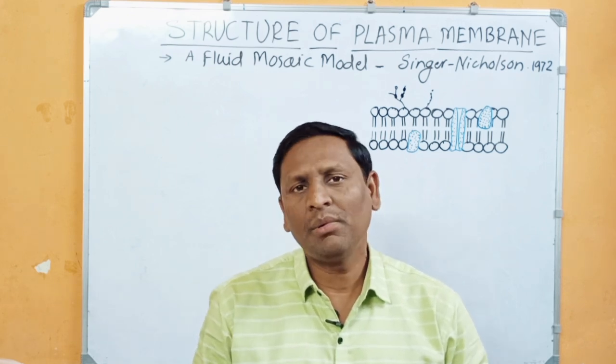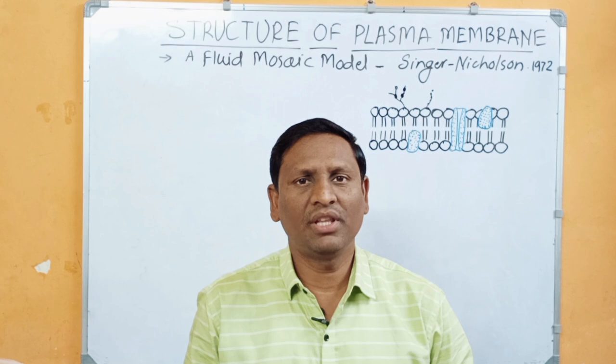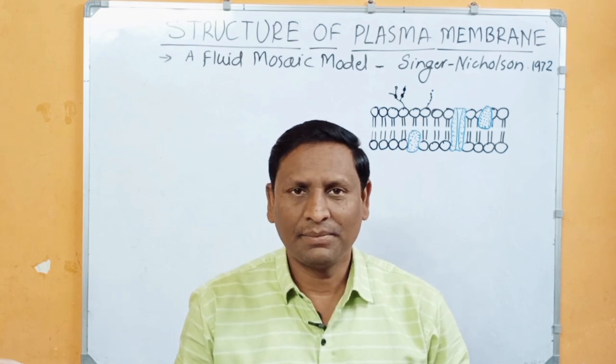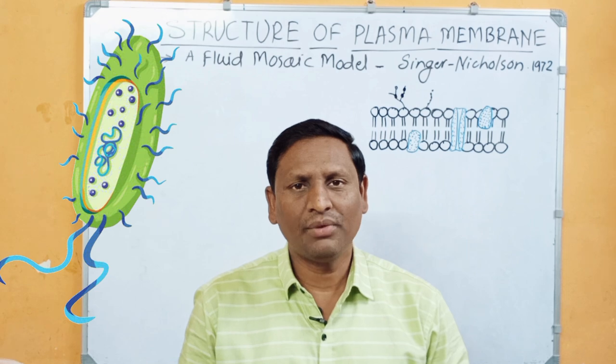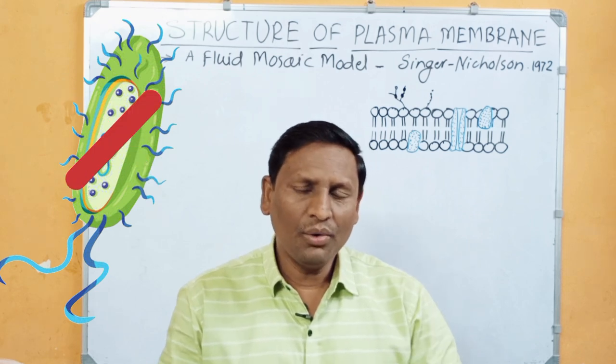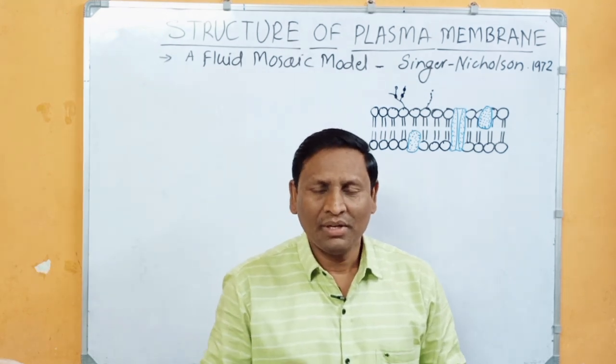So the presence of plasma membrane is one of the most important things in case of living cells. Cells without plasma membrane may not be able to live and they are going to die. So let us understand plasma membrane in detail.